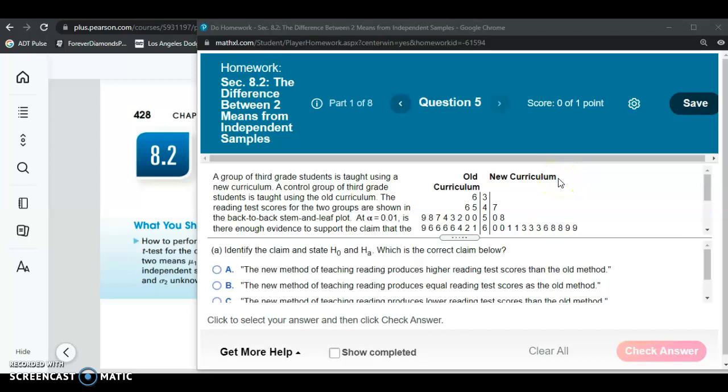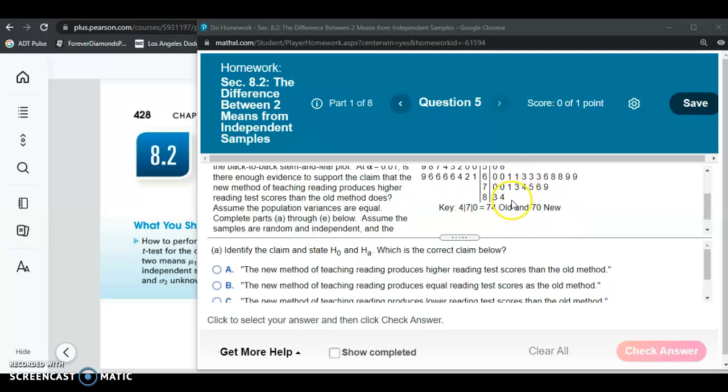Hello students, this video will be the last example we'll do from the homework in section 8.2, and we're going to look at question 5. The problem says a group of third grade students is taught using a new curriculum. A control group of third grade students is taught using the old curriculum. The reading test scores for the two groups are shown in the back-to-back stem and leaf plot.